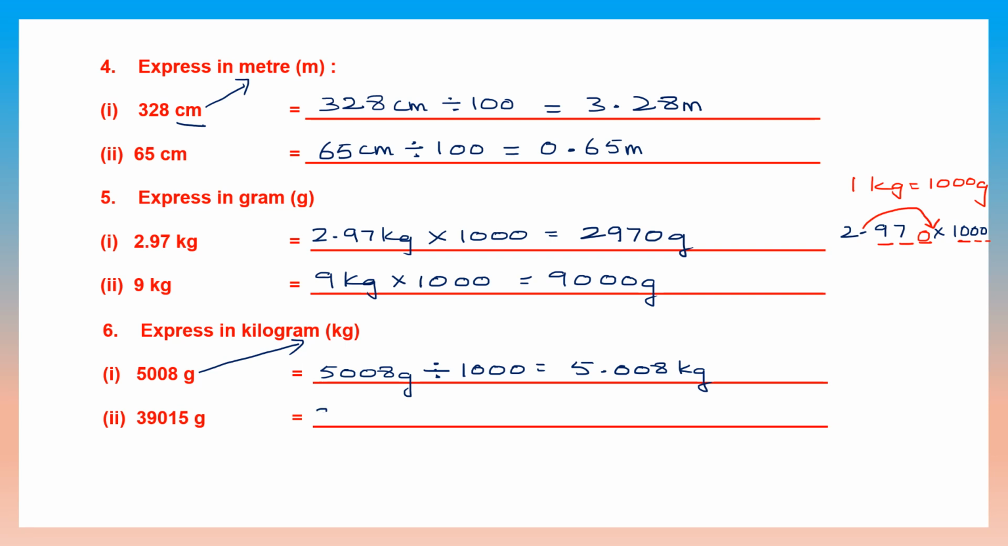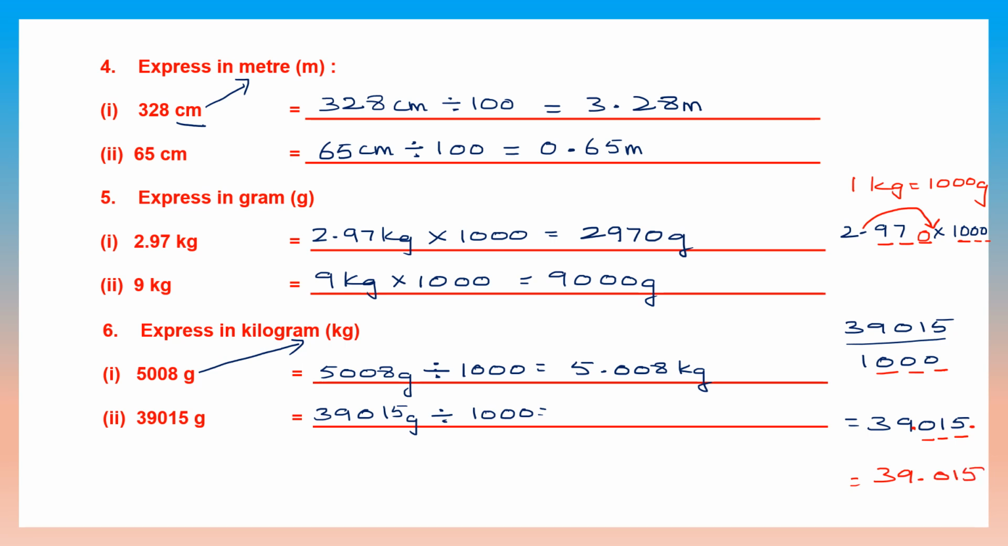Question 2, we have 39,015 grams. To convert it to kilograms, we have to divide it by 1000. So let's write that down. 39,015 divided by 1000. So let's write the numerator as a whole number. The point is after the number. There are 3 zeros. So the point moves 3 places to the left. 1, 2, 3, and the point comes here. So what we have here is 39.015, and the unit is kilograms.